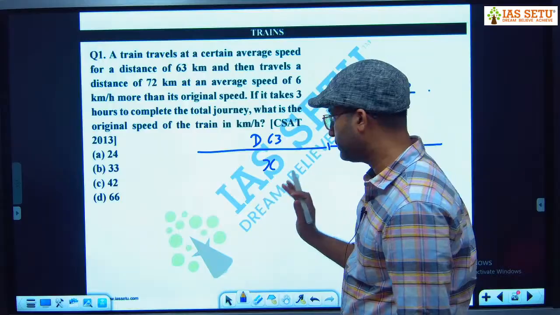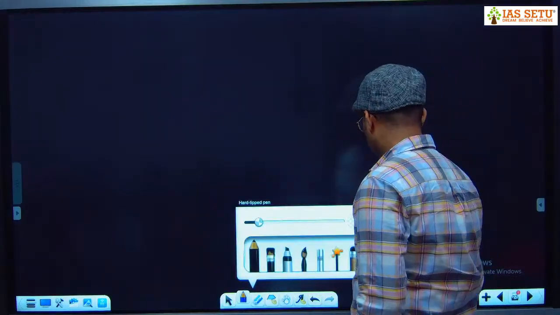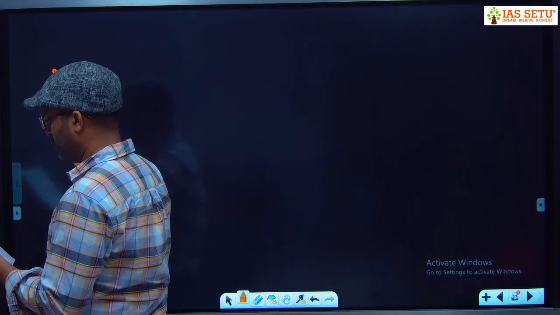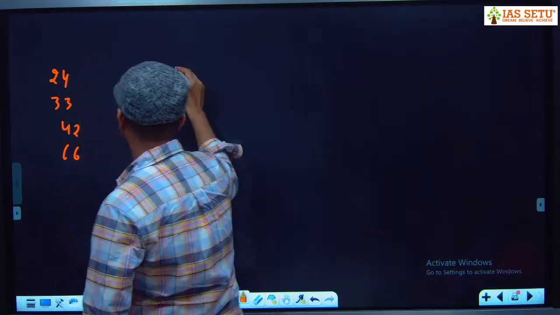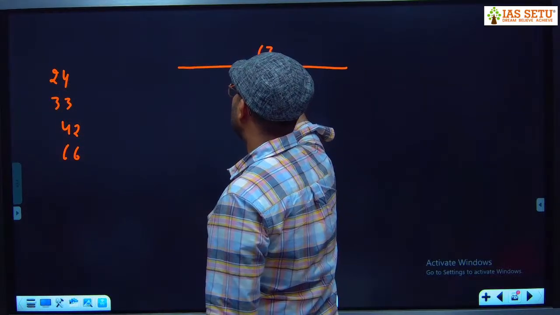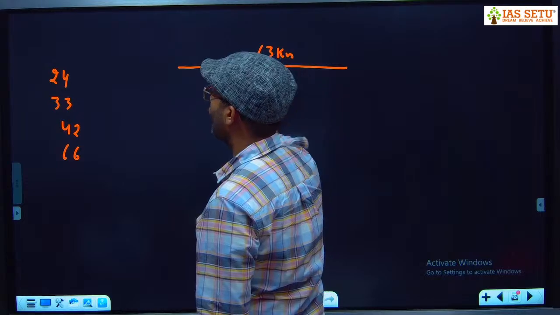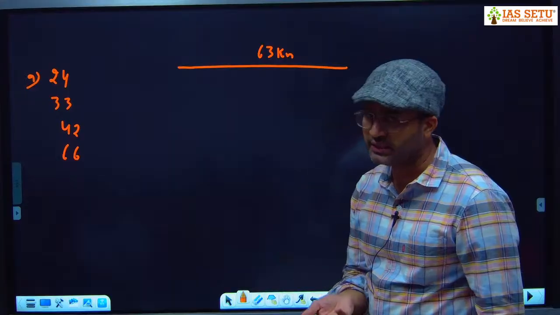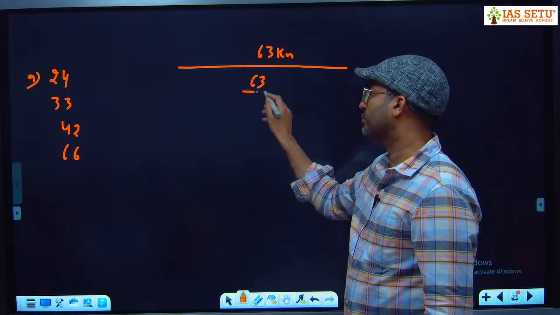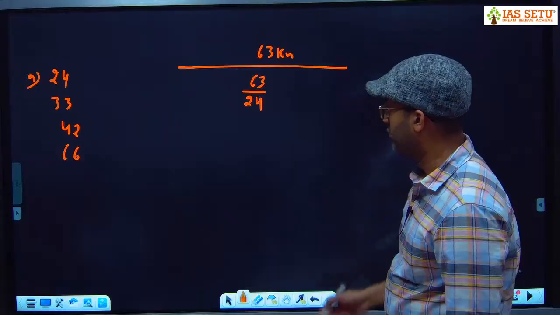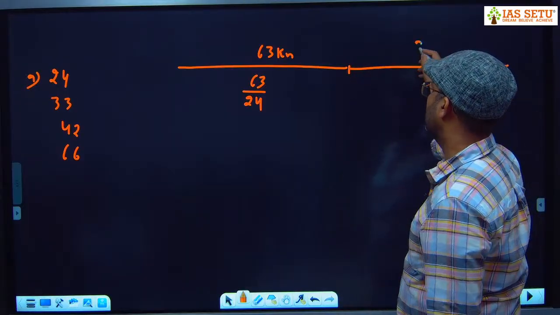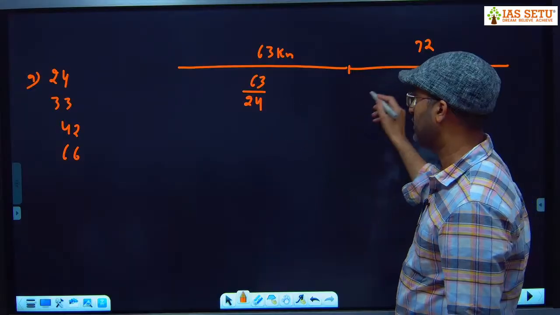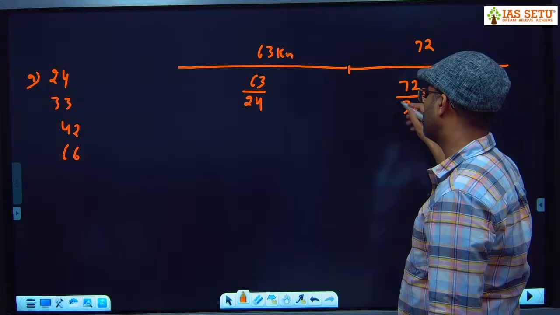I will try to use them. I tell you how we can use answer options: 24, 33, 42, 66. 63 kilometers distance is covered. For example, I assume A is correct. I assumed A is the right answer, so I cover 63 kilometers at a speed of 24. Then the next 72 kilometers I cover at a speed of 30, 24 plus 6. So I cover 72 at a speed of 30.